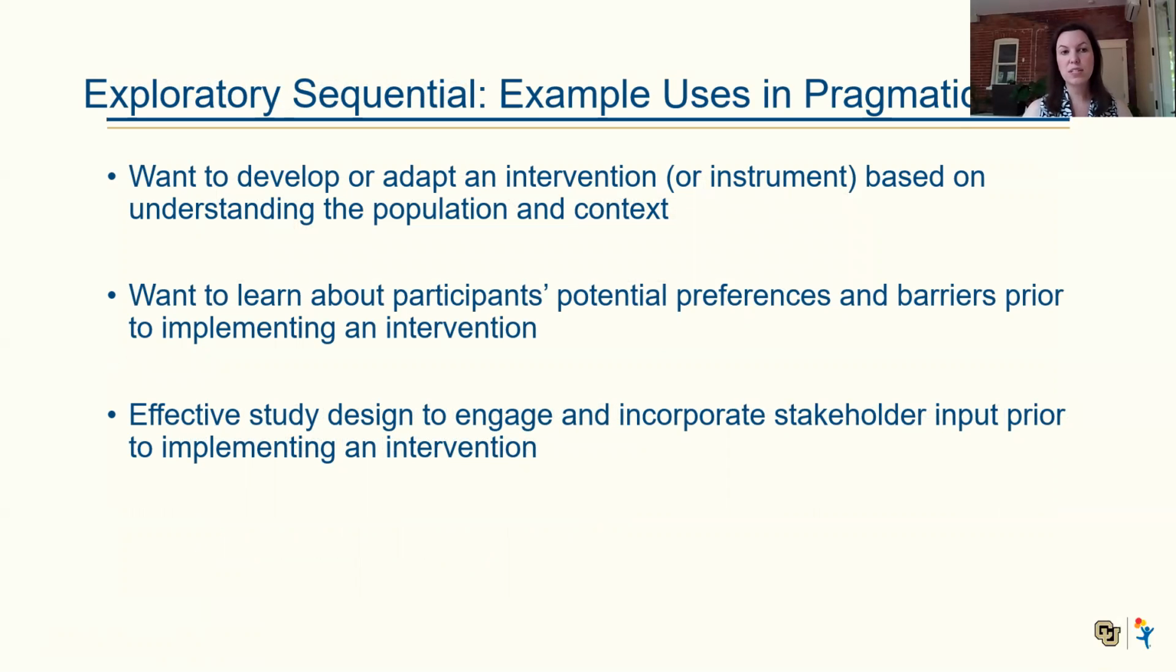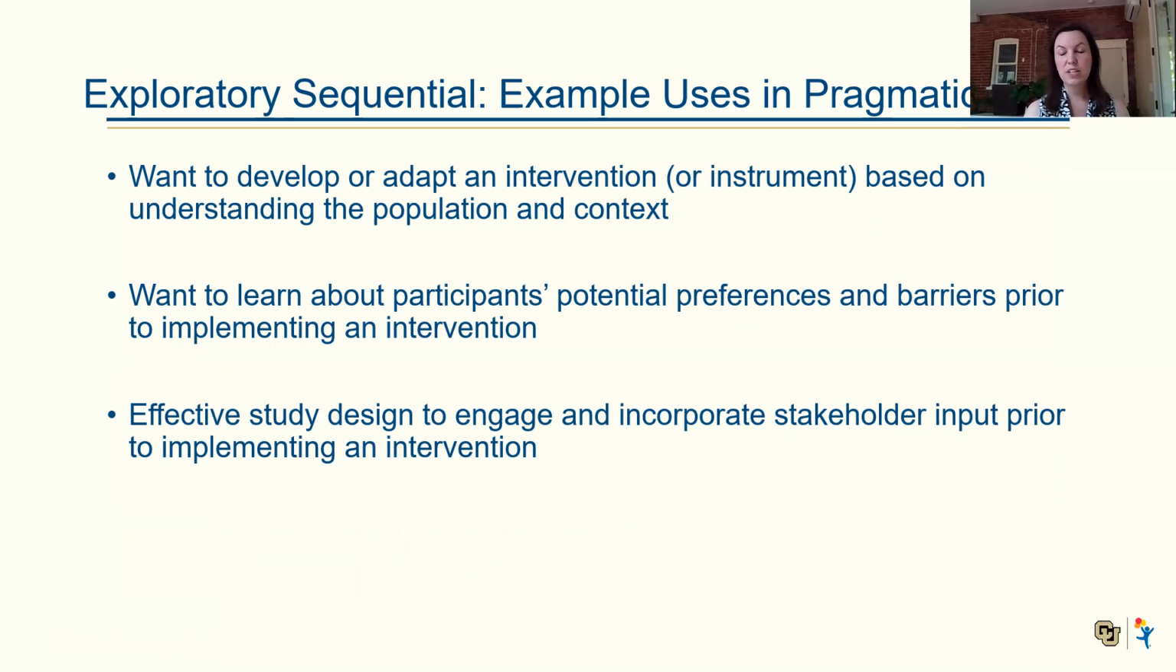So you might use exploratory sequential for a pragmatic trial when you want to, again, think about developing or adapting an intervention or even an instrument based on the population that you'll be engaging in your study and then also the context.